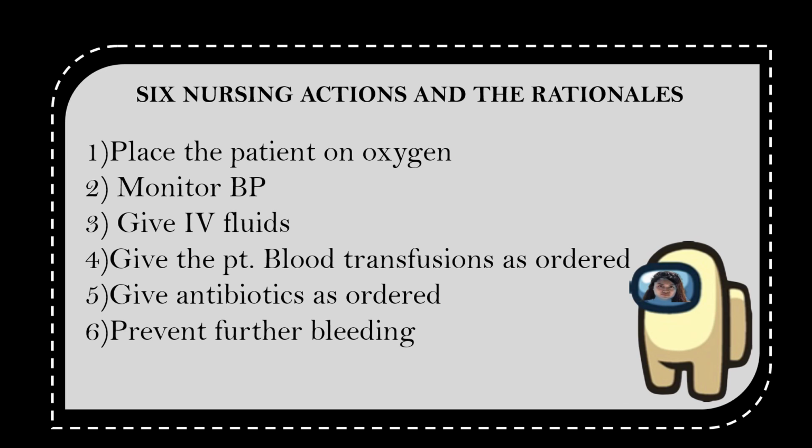Number 3. Give IV fluids. Fluid resuscitation is necessary since the patient is actively bleeding. Replacing volume loss will prevent organ shutdown. Number 4. Give the patient blood transfusion as ordered. These will increase her platelet and RBC count, allowing for better perfusion.